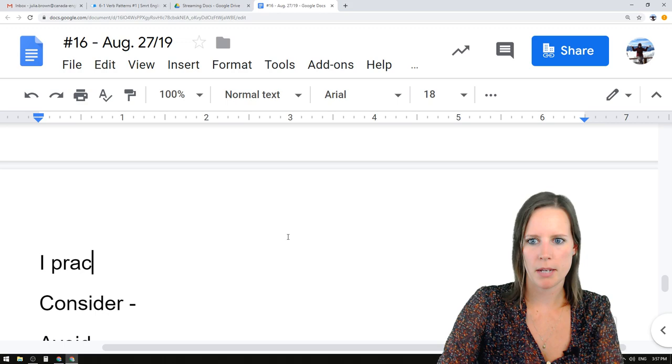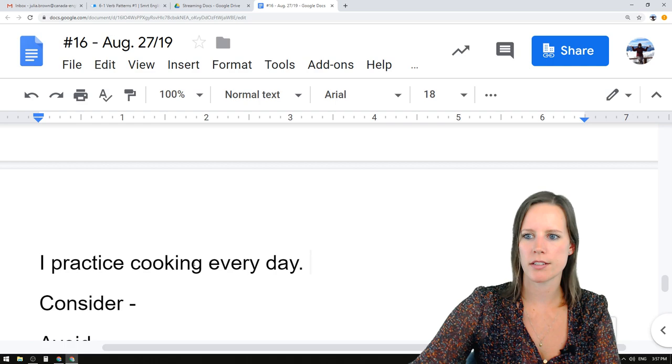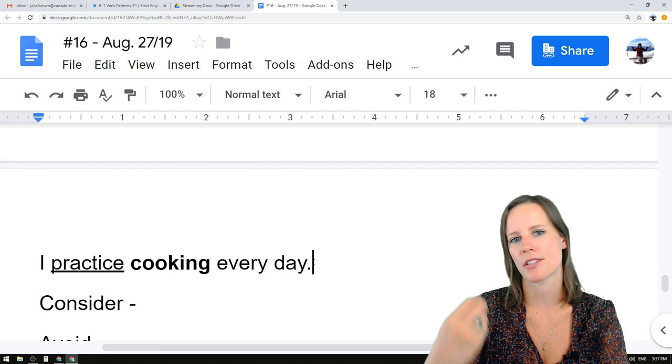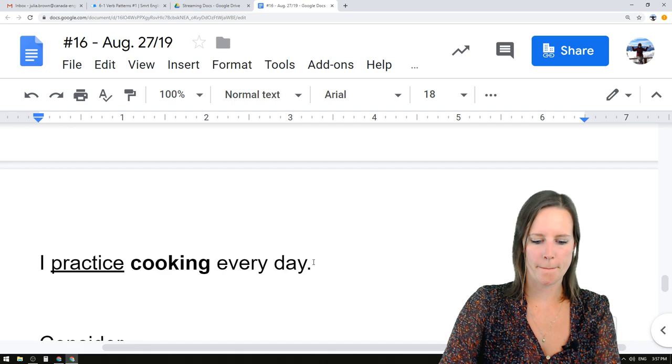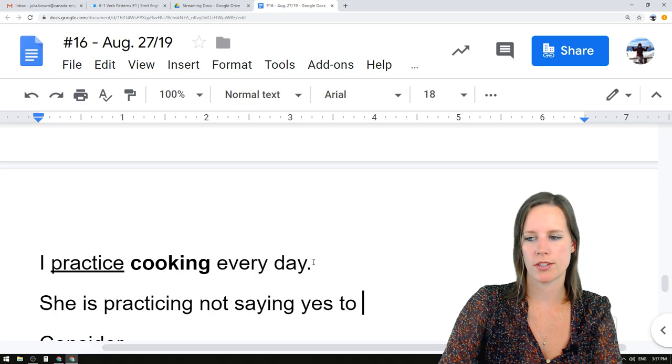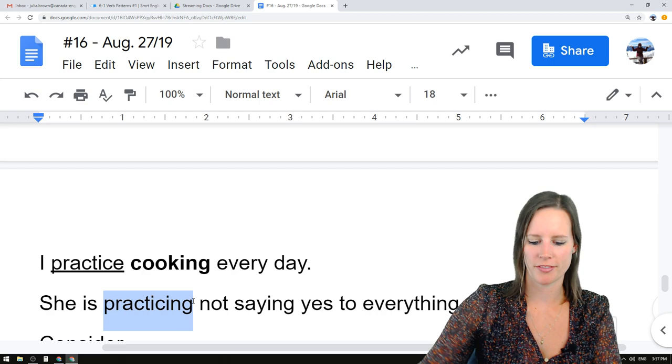I practice cooking every day. Good. We got our gerund. We got our verb one. Okay. Pillar, that's good. Your first verb is like. Your gerund is practicing. For example, she is practicing not saying yes to everything. For example, first present continuous. So your first verb is in the present continuous. Okay, and a negative gerund.